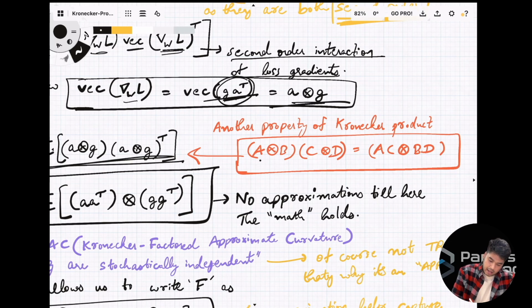That is, A Kronecker B multiplied by C Kronecker D is AC Kronecker BD, right? And if you want to prove that, you can always just take smaller matrices and then just do the operation and see it for yourself that it's true.